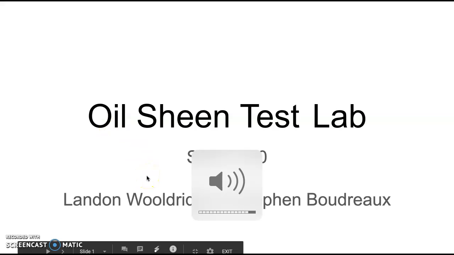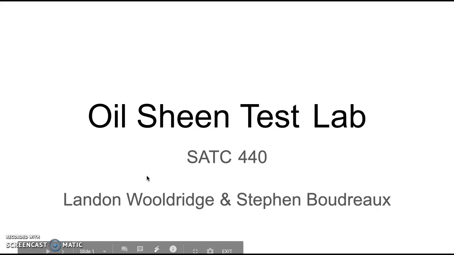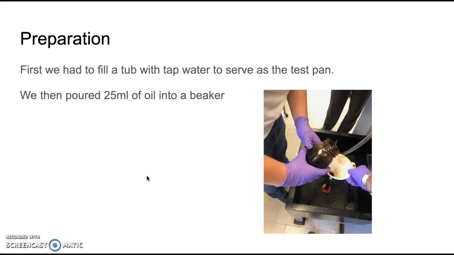Okay. For this particular presentation, we had an oil sheen test lab. This is one of the labs we took in our SATC 440 class, and this was by Landon Woolridge and Stephen Boudreau. So first, the purpose of this lab and the goal of it is to test water to see if this water can be dumped overboard into the ocean, or if this needs to be sent back and purified more through the different processes they have offshore.